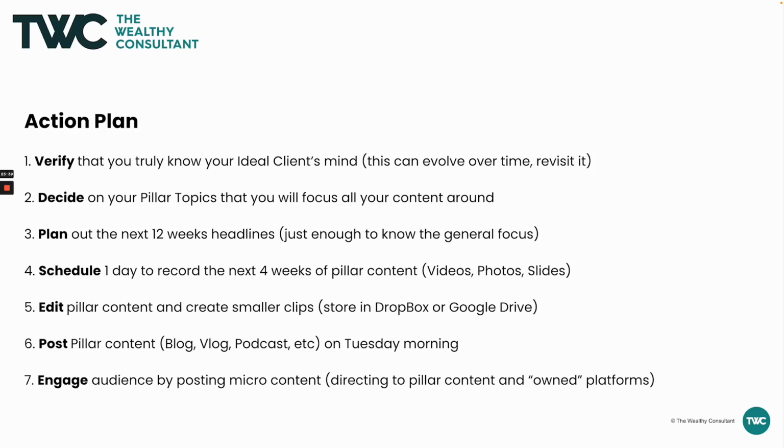Schedule one day to record the next 4 weeks of pillar content. You could just block out one day of the entire month and spend 3, 4, 5 hours at the most filming a bunch of video content. That video content can turn into still images for regular posts. You could pull the transcripts from those videos, and segments of it could become individual posts or tweets or whatever you want to do, right? The videos could be chopped down into micro clips and distributed across all the other content.